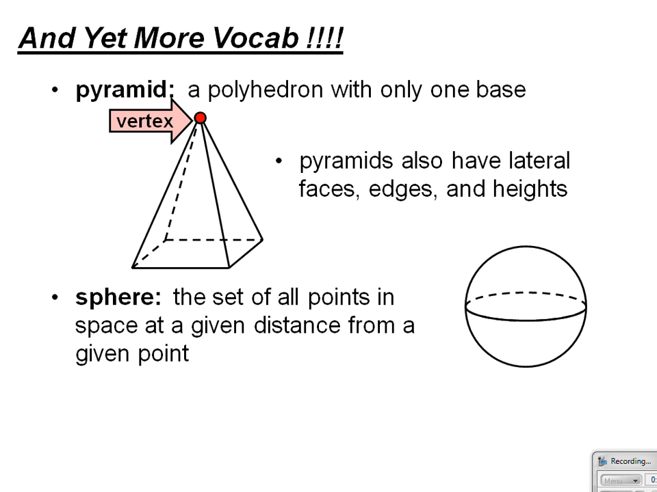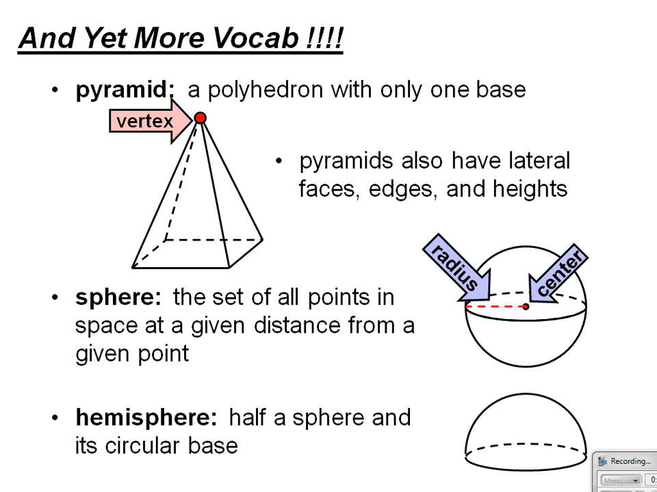Also, there's a sphere. Now, a sphere is certainly different than the prisms or pyramids because prisms and pyramids have straight edges. But a sphere, think of a sphere as a three-dimensional circle. A sphere is a set of all points in space, not just on a flat surface or on a plane, but in space, that are at a given distance from a given point. Also, in a sphere, every sphere has a radius that is used as its distance of reference. And also that distance, that radius, has to be from a center of the sphere.